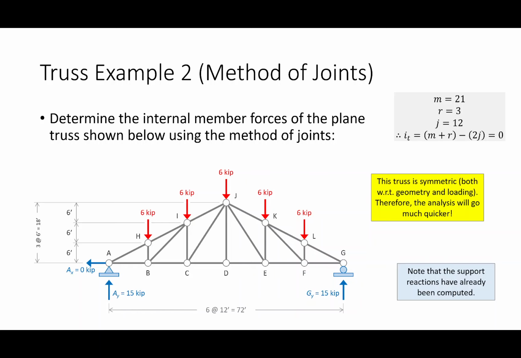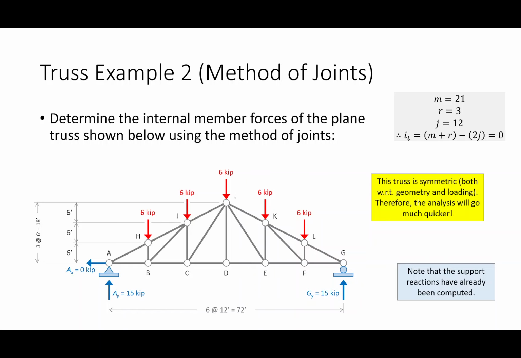So m plus r is 24. 2 times 12 is 24. So the structure is stable and statically determinate. Okay, does that make sense? I'm hoping that's pretty straightforward, that I'm not reinventing the wheel with that one. Sound good?